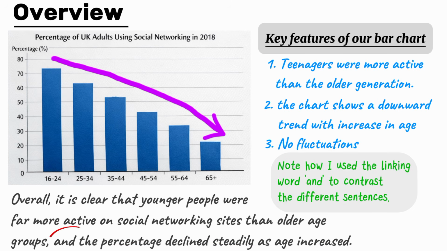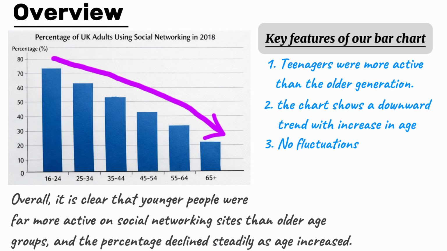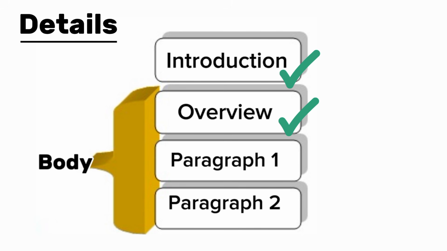Note how I used the linking word "and" to connect the different sentences. It is a very good technique, so keep that in mind. Using complex forms without any repetition, like "were far more active" and "declined steadily," can make your overview smooth and perfect. In our case, there were no fluctuations. And that's our general overview paragraph.